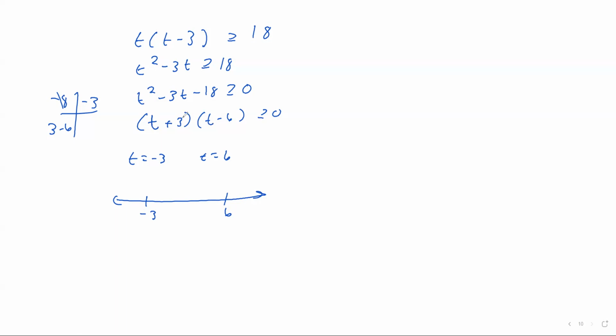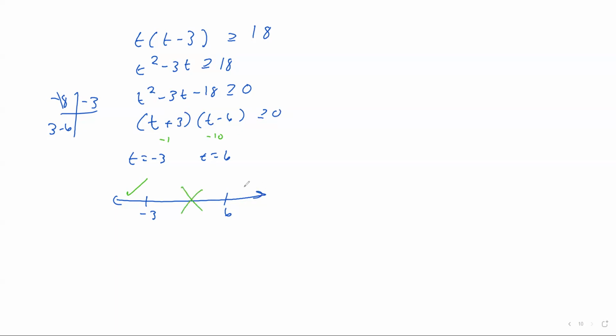So -4 plus 3 is, do a different color so I can see my work. So -4 plus 3 is -1, and then -4 minus 6 is -10. That's going to be +10. +10 is greater than or equal to 0, so that works. Choose a number between, so let's choose 0. So this ends up being 3 times -6, which is -18. -18 is not greater than 0.